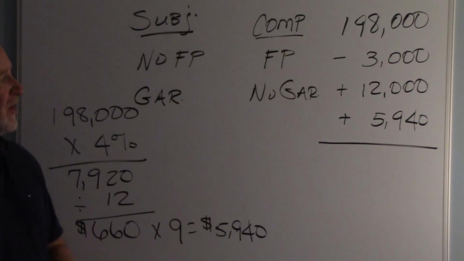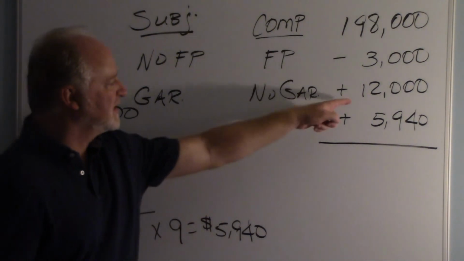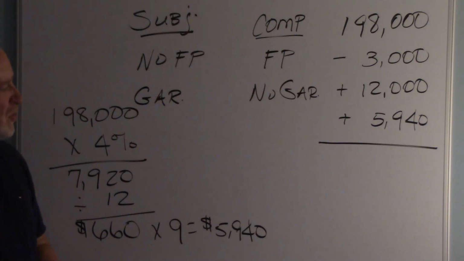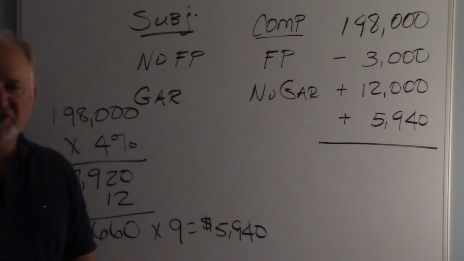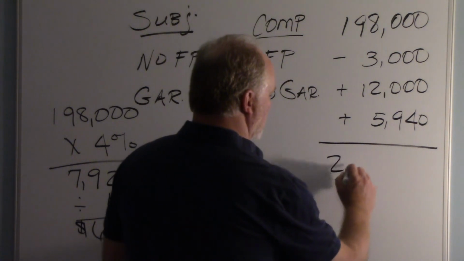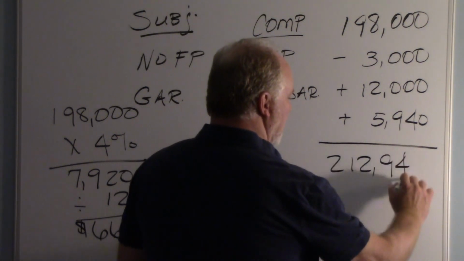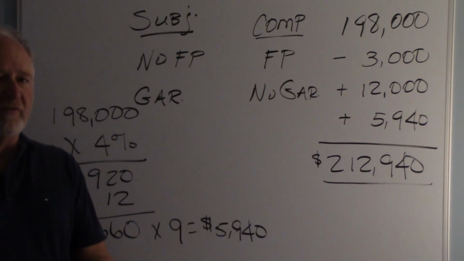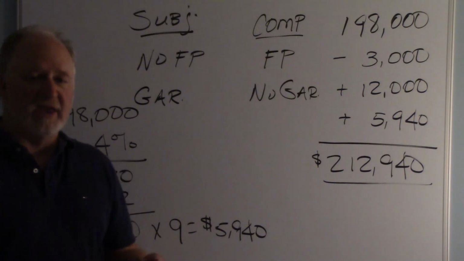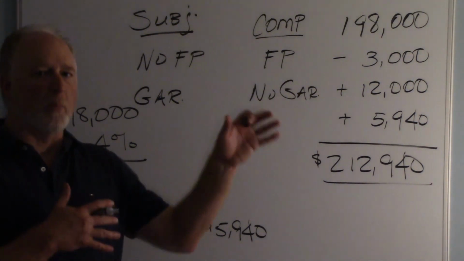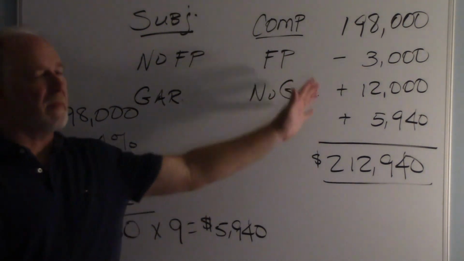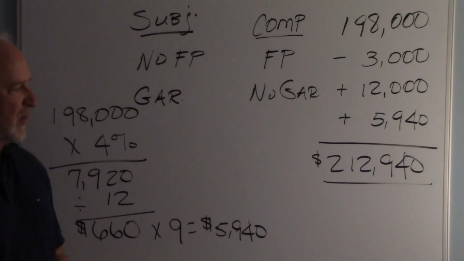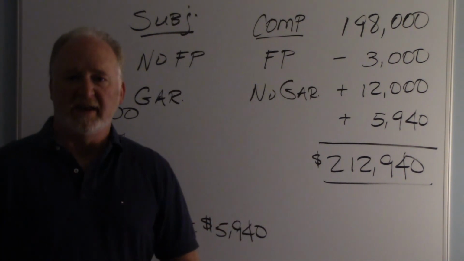198,000 minus 3,000 is going to be 195, plus 12,000 is going to be 207. So it looks like 212,940. Will you check that math for me, please? 212,940. And what you've just found is how much we believe that the subject property will sell for based on that one particular comp. Now, obviously in the field, you're going to try to get 3 or more comps, but you just simply do them all the same way. You compare them back to the subject property, not to each other in this type of question. Your answer is $212,940.